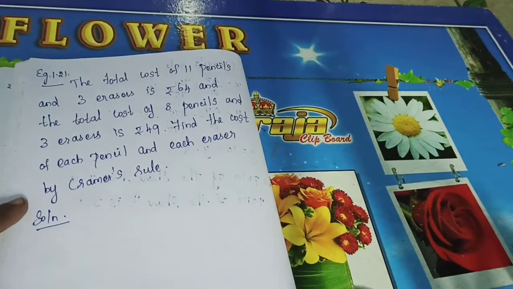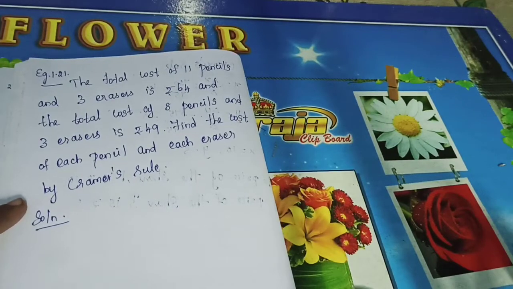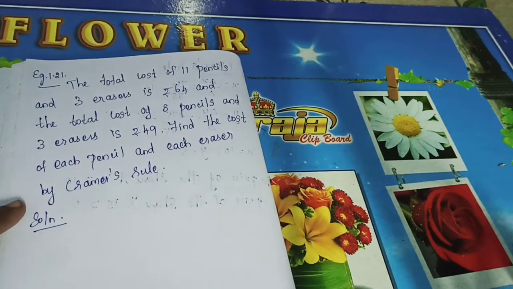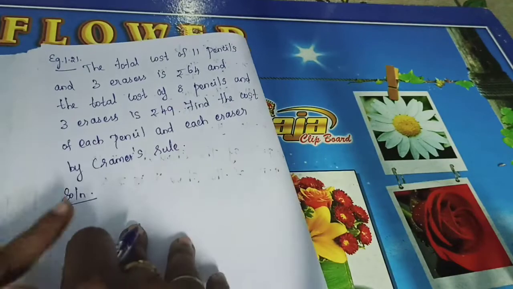Next question is example 1.21. The total cost of 11 pencils and 3 erasers is rupees 64, and the total cost of 8 pencils and 3 erasers is rupees 49. Find the cost of each pencil and each eraser by Cramer's rule. Here in this question they mentioned 2 items. What are the 2 items here? Pencil and eraser. Yes. So let us consider the cost of a pencil as X and the cost of an eraser as Y.